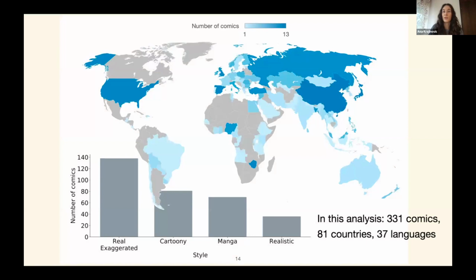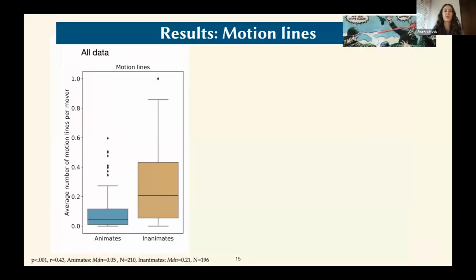Okay, so we also looked at the Tintin corpus, a subset of 331 comics from the countries you can see here. And here is also a histogram with all the different styles that are represented. So these are our results.